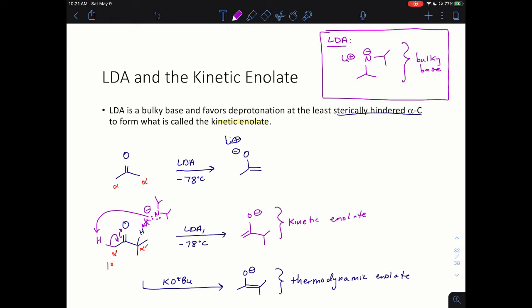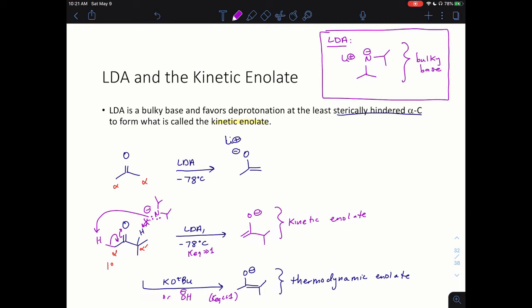So with LDA, we observe the kinetic enolate, 100%. It's a quantitative deprotonation, so we observe that kinetic enolate. The equilibrium constant is much, much greater than 1. Now, if we used an alkoxide base, or hydroxide instead of butoxide, we would observe the thermodynamic enolate, and of course, the equilibrium constant for this reaction would be less than 1, but that's not the point here. The point here is that LDA is huge, absolutely huge, and it deprotonates the least sterically hindered proton.